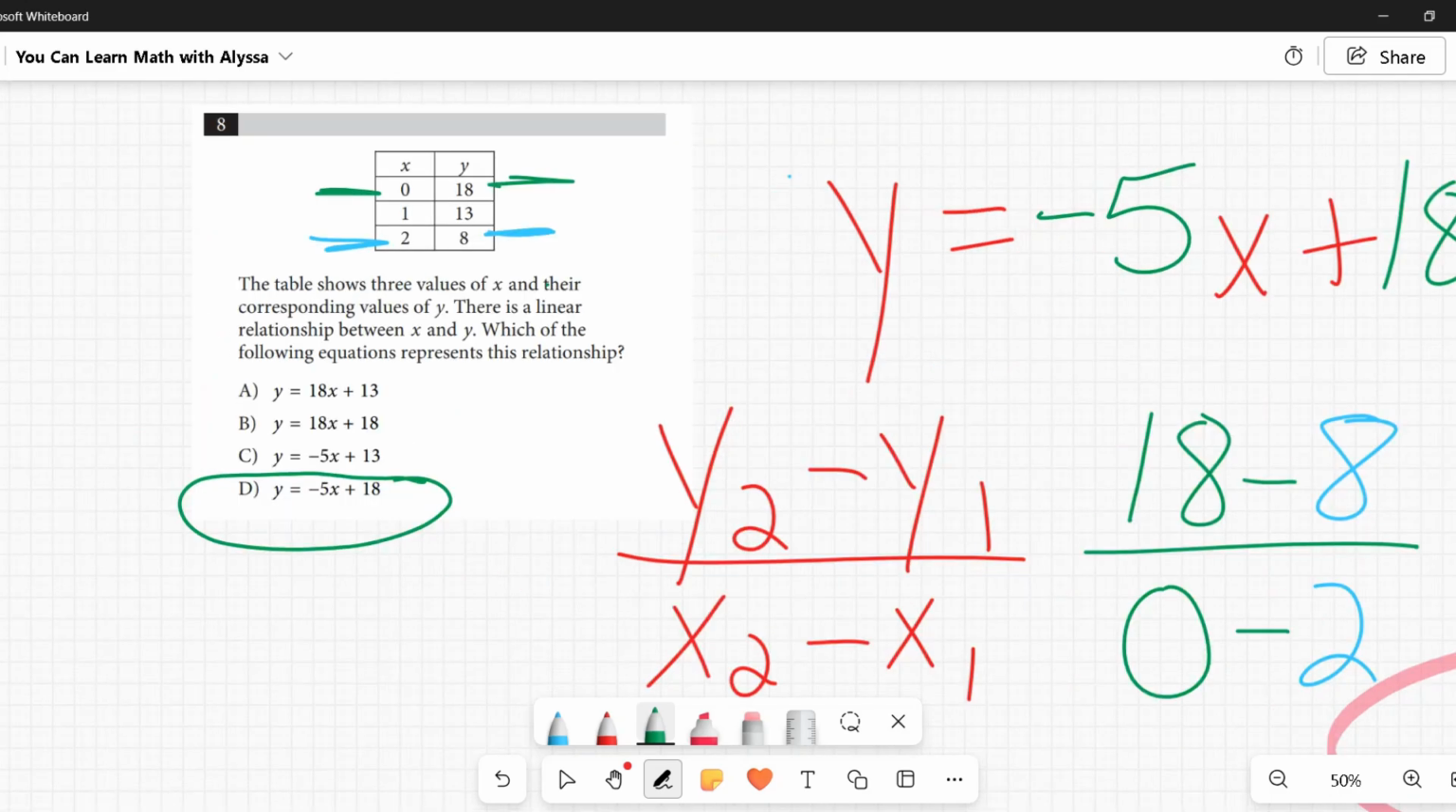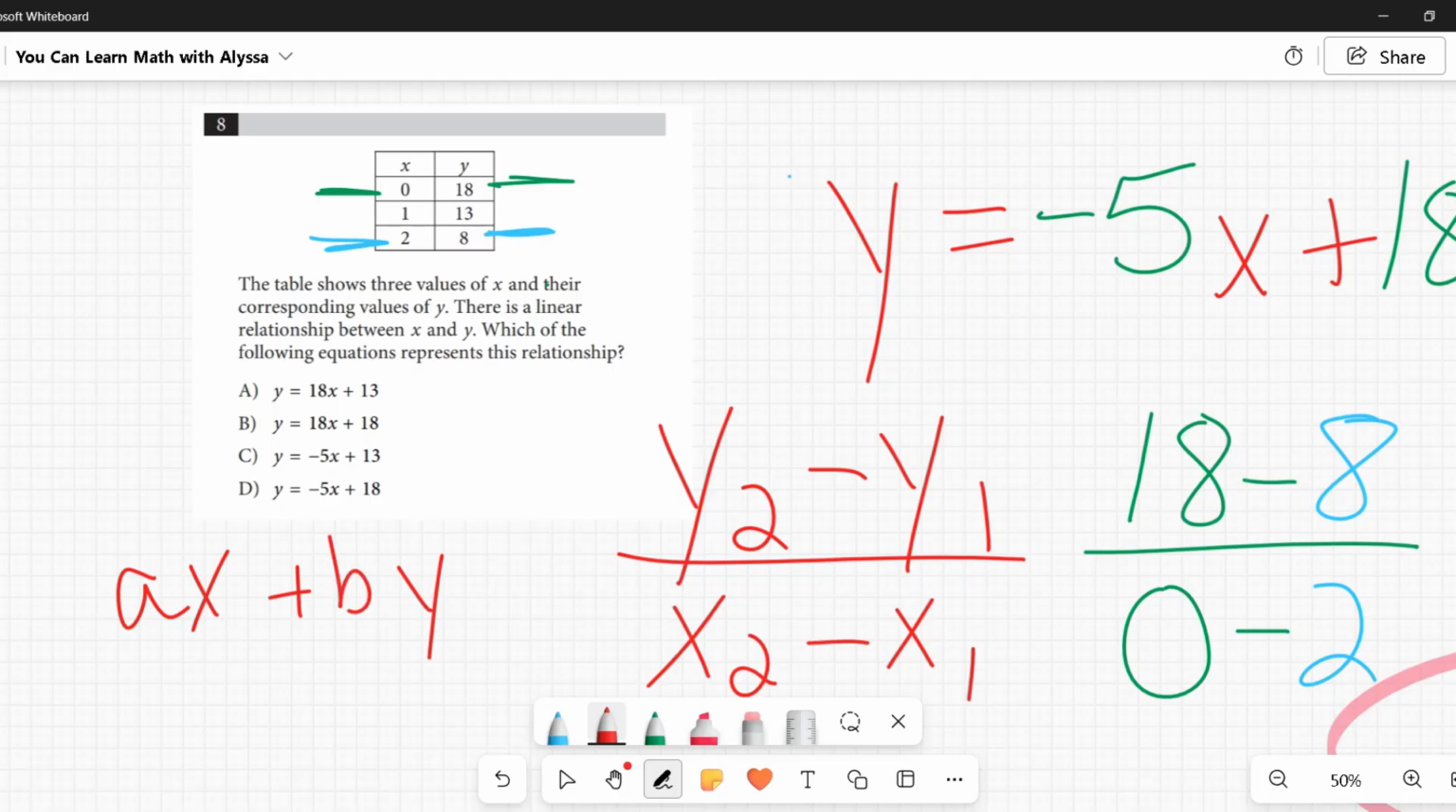And if we look at the answers that they were giving, we had 2 possible y-intercepts. We had that 13, and we had an 18, and there were 2 possible slopes. We had a pair that were negative 5 and a pair that were 18. So sometimes they will do things a little different. They might put it in standard form, which is where you have your x and your y on the same side, usually with numbers in front of them. They aren't doing anything mean like that here. They're just using slope-intercept. So again, D, y equals negative 5x plus 18 is my answer.